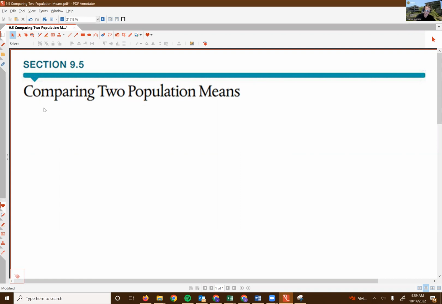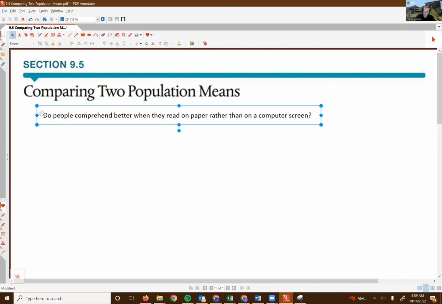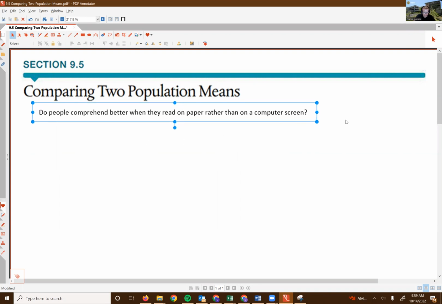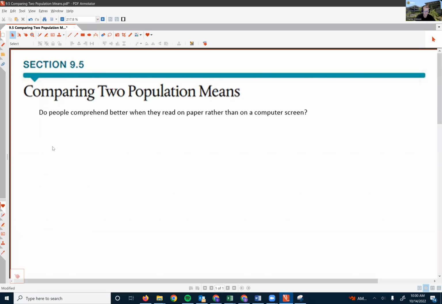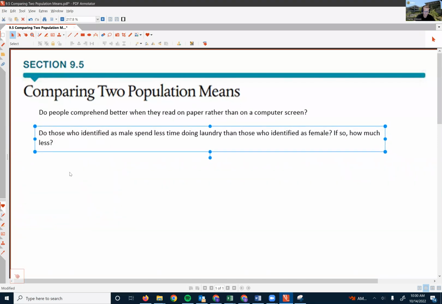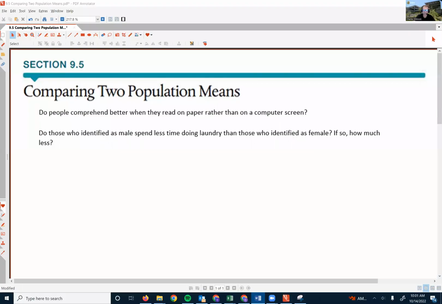So the types of questions that we like to consider when comparing two population means: one, do people comprehend better when they read on paper rather than on a computer screen? Another type of question that we like to consider is, do those who identified as male spend less time doing laundry than those who identified as female? And if so, how much less? These questions can be answered in part by comparing the means of the two populations.